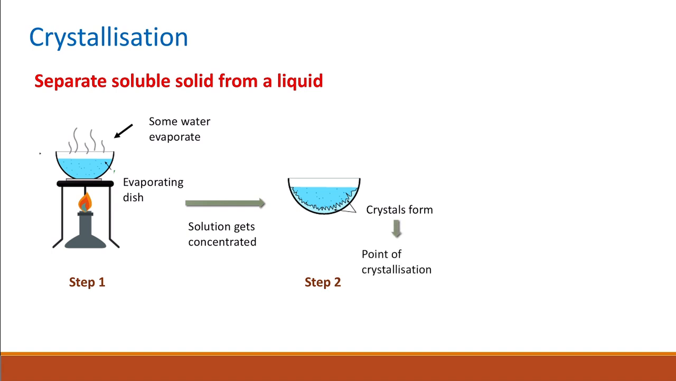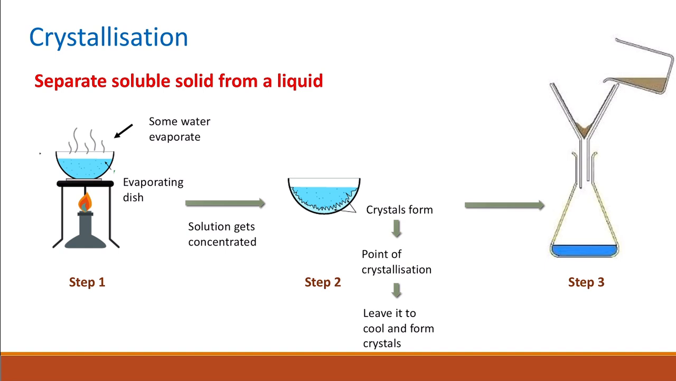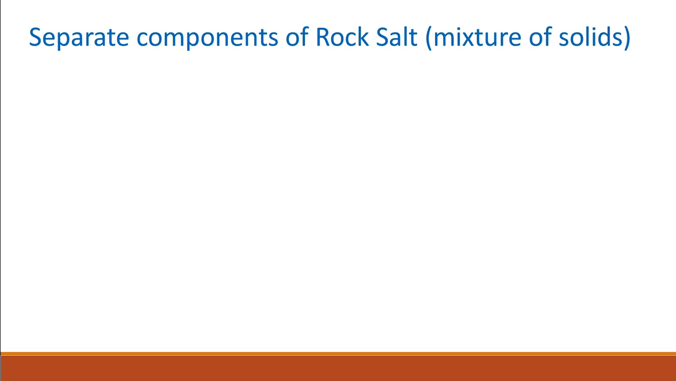Once the crystals start to form, you then take the evaporating dish off the heat and leave it to cool and to form more crystals. The final step is that you filter the crystals that have been formed using the funnel, filter paper, and the flask. Separating the components of rock salt, which is a mixture of solids.